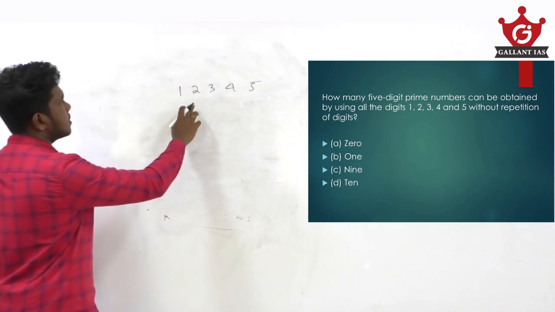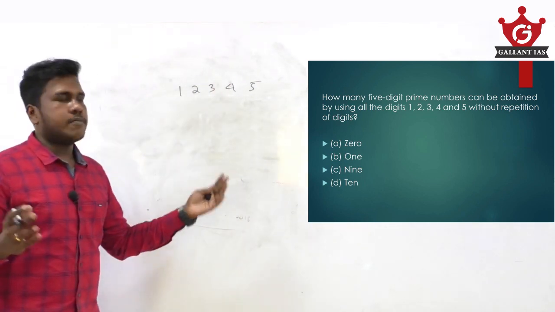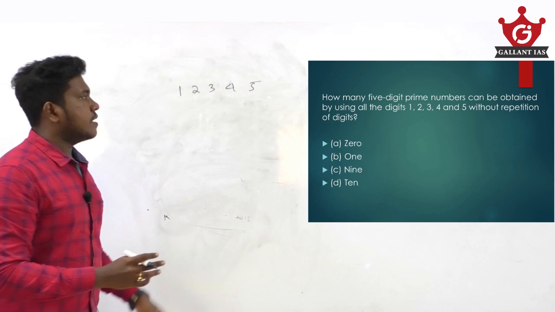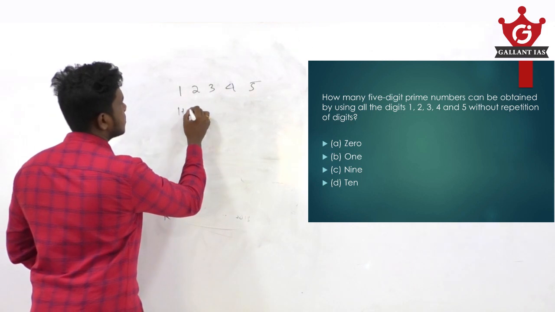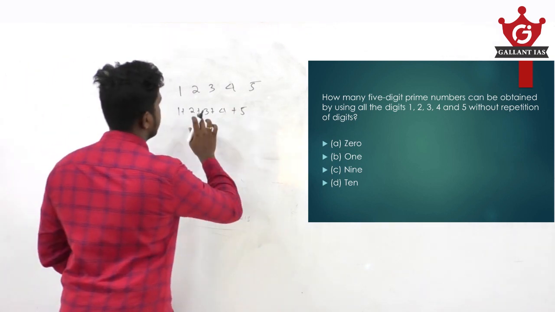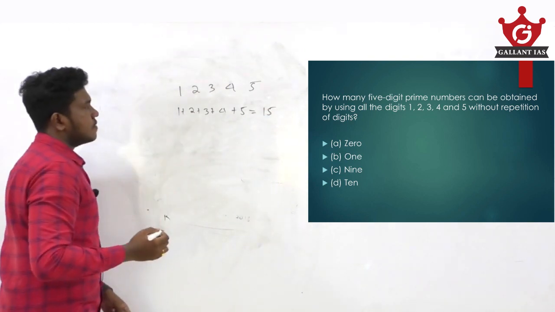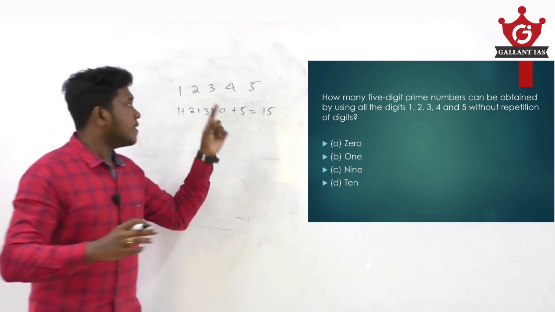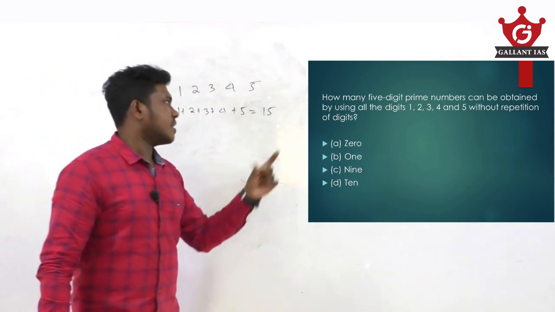So the numbers can be 12,345, or 13,245, like that. Likewise any numbers. Each number is not repeating. In order to solve this, first of all add these numbers: 1 plus 2 plus 3 plus 4 plus 5. 4 plus 5 is 9, then 10, 11, 12, 13, 14, 15. So you got 15. When you add these individual digits and you get a number divisible by 3, which is a composite number, it's actually not a prime number.